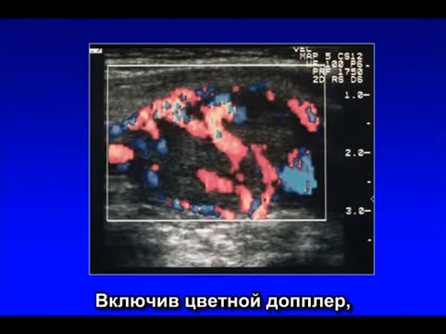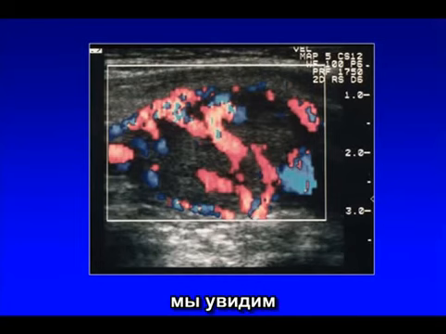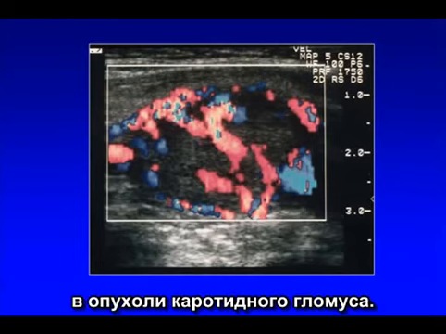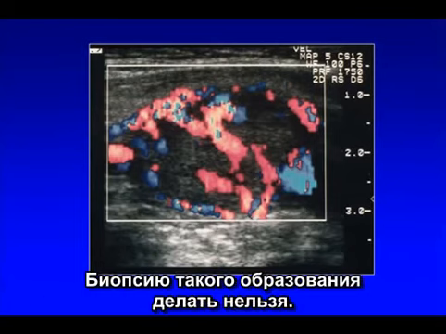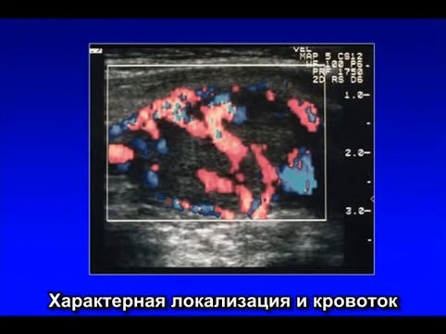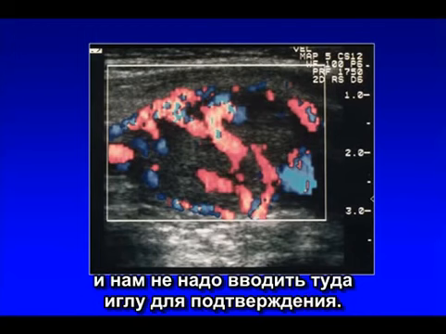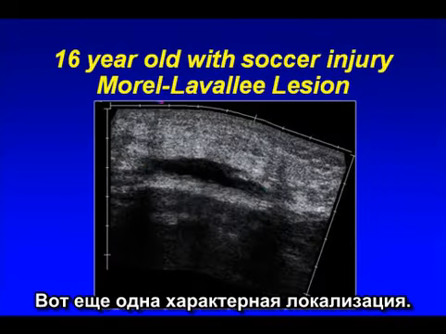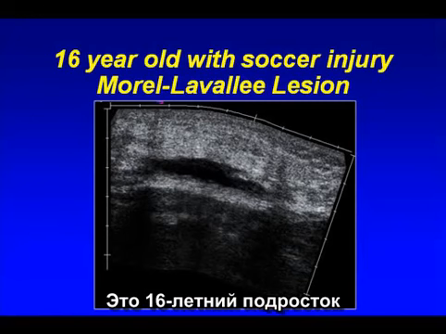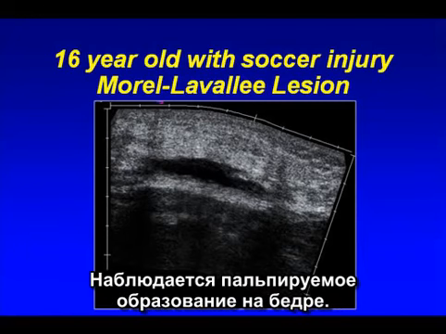We then put on the color Doppler, and the color Doppler showed the characteristic abundant flow within a carotid body tumor. And so there was no way that we would be biopsying this. The characteristic location and the blood flow made the diagnosis, and we don't need to put in a needle to confirm it.